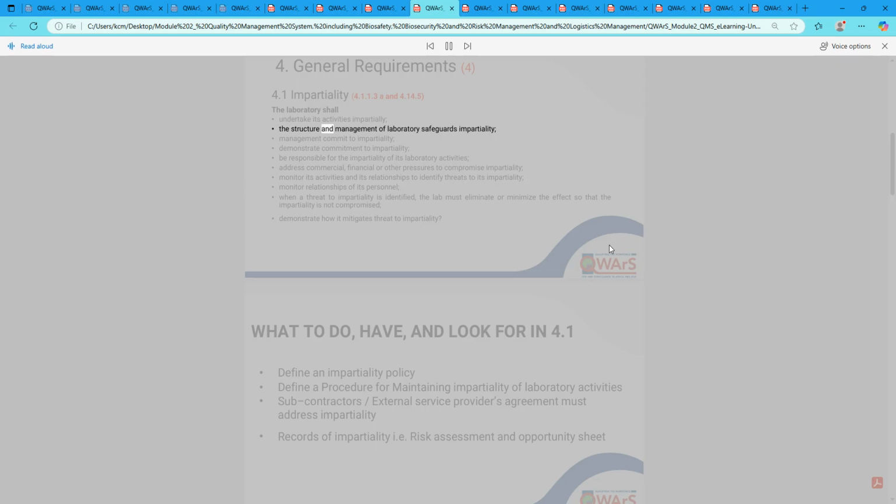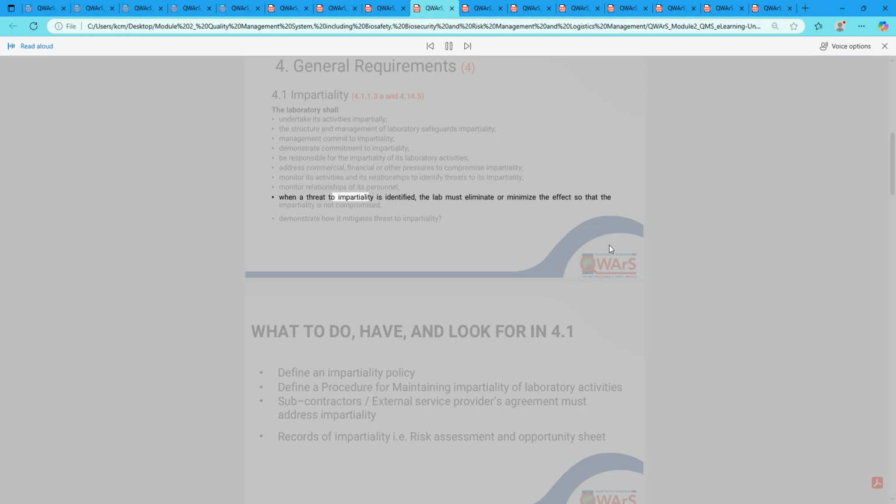The structure and management of the laboratory safeguards impartiality. Management commit to impartiality. Demonstrate commitment to impartiality. Be responsible for the impartiality of its laboratory activities. Address commercial, financial, or other pressures to compromise impartiality. Monitor its activities and its relationships to identify threats to its impartiality. Monitor relationships of its personnel.